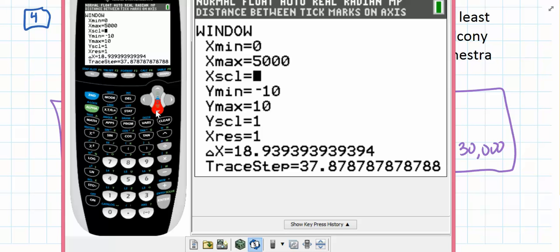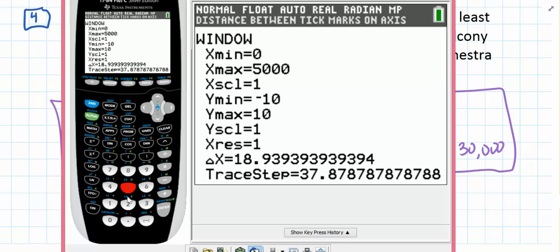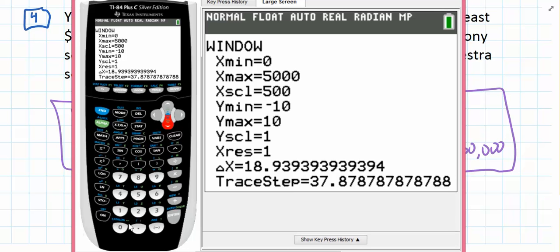500. Okay. What does y represent? Y represents orchestras, so the lowest it could be is 0. The highest it can be is what? 500, right? Isn't that what it says? So let's go to 600, just to be safe. What scale should we use? 20, okay.